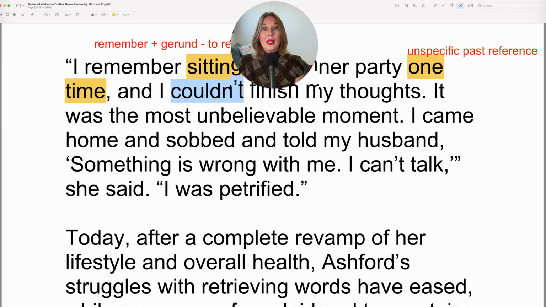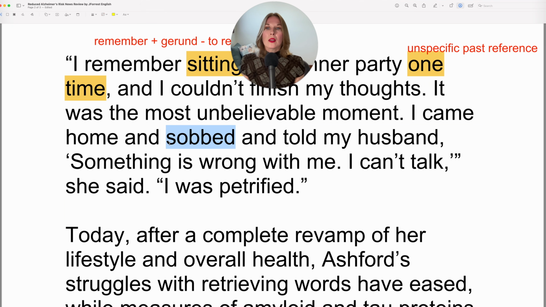I came home and sobbed. What does this mean? I came home and sobbed. To sob is to cry uncontrollably, to cry very hard. So to have a lot of tears and for them to come down very quickly. So the verb is to sob. And then, of course, this is in the past simple. I came home and sobbed and told my husband, "Something is wrong with me.